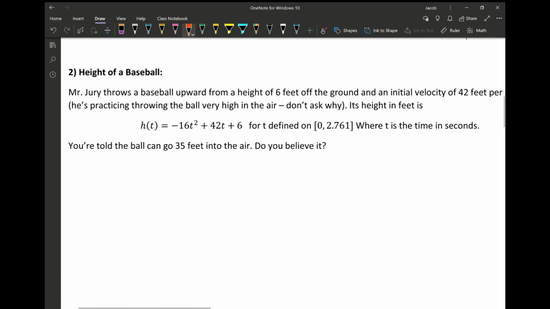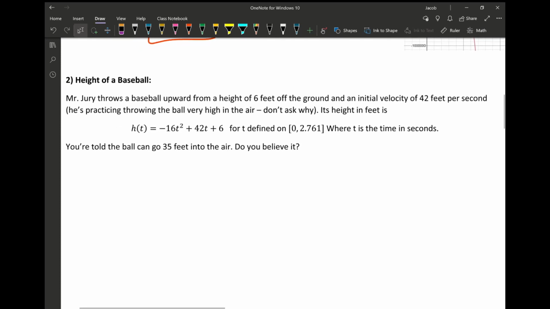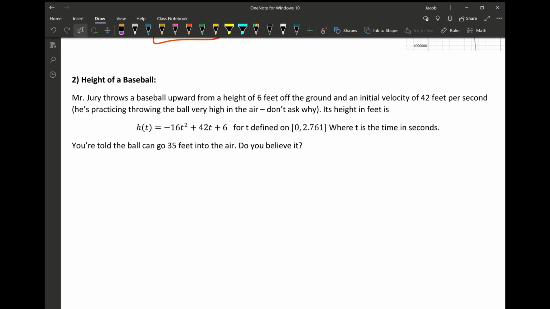All right, for the height of a baseball, I'm going to throw a baseball upwards from a height of 6 feet off the ground. I'm not actually that tall, but I'm going to extend my arm that far, and with a velocity of 42 feet per second. The equation right here is a quadratic. That is fantastic because we know how to deal with a lot of the things that have to do with a quadratic. Our function is defined from 0 to 2.76 seconds, and you're told that the ball can go 35 feet into the air. Are you going to believe it?